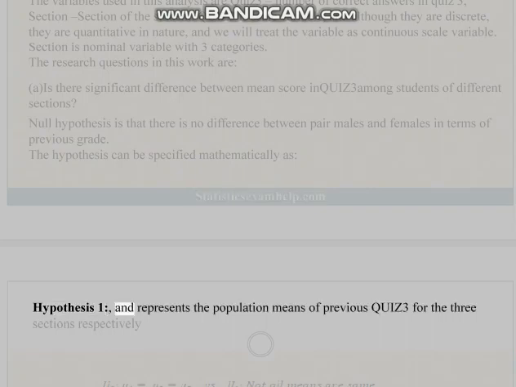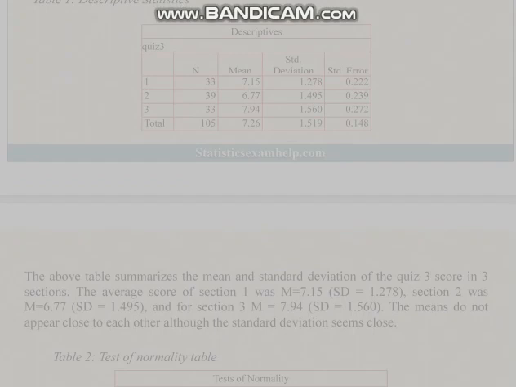Hypothesis 1, where the symbols represent the population means of Quiz 3 for the 3 sections respectively. The alternative hypothesis is that at least a pair of means differ. Testing assumptions. The descriptive statistics obtained from SPSS is below.